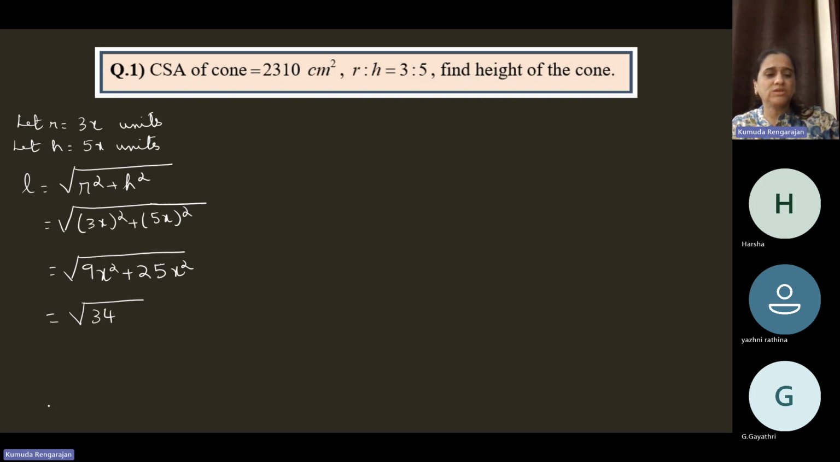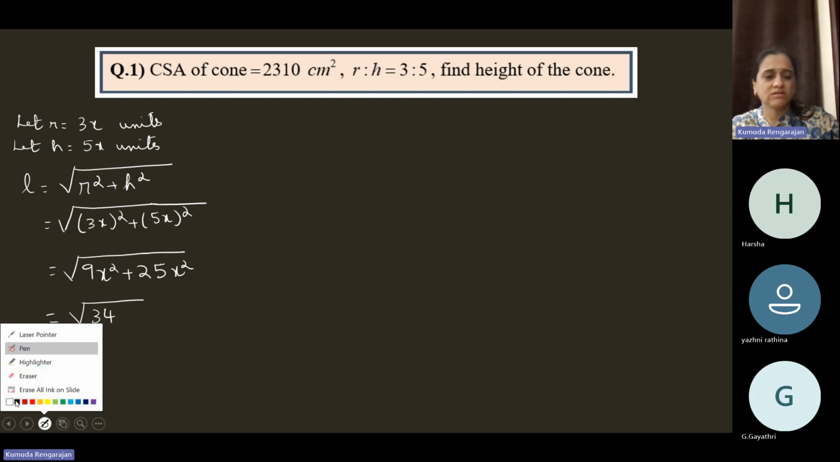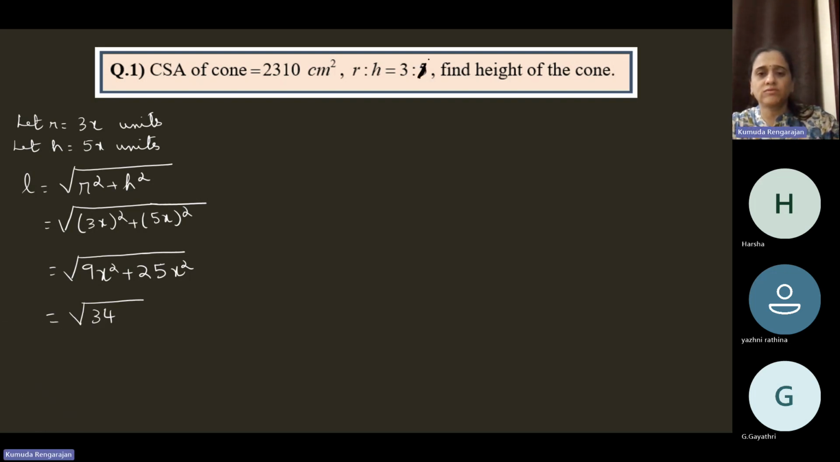The ratio should be 3:4. There's a mistake there. This one should be 3:4, children.